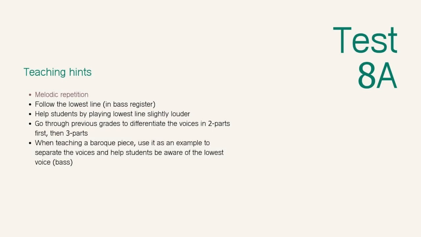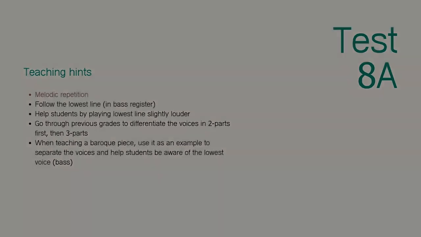Here are some teaching hints for the melodic repetition. Follow the lowest line, which will be in the bass register. Help the students by playing the lowest line slightly louder. Go through the previous grades to differentiate the voices in 2 parts first, then move on to 3 parts. When teaching a Baroque piece, use it as an example to separate the voices and help students be aware of the lowest voice, which is in the bass.